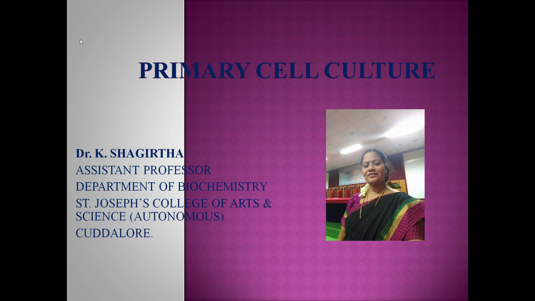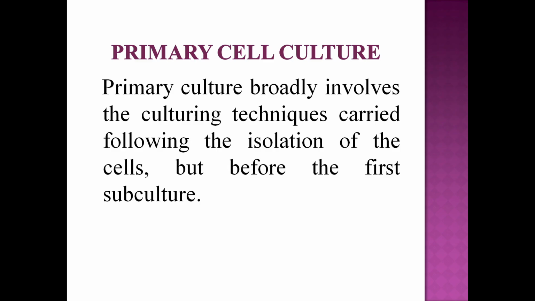Thus, the primary culture is the initial culture before the first subculture. The term cell line is used for the propagation of culture after the first subculture. Primary culture broadly involves the culturing techniques carried out following the isolation of the cells but before the first subculture.